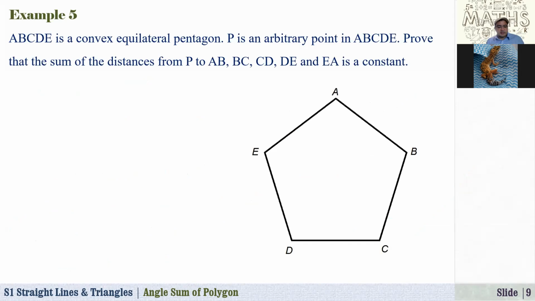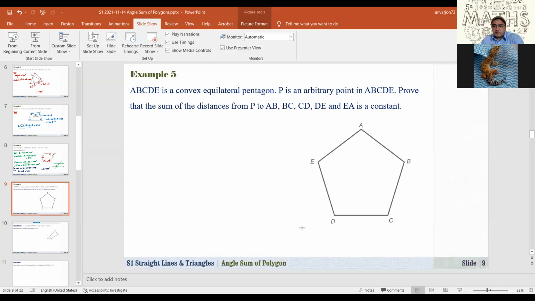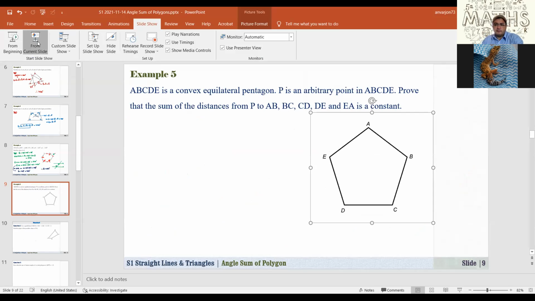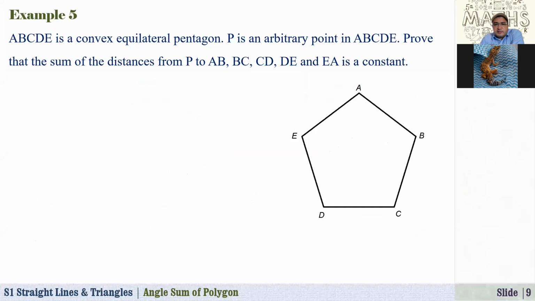Another example. It says that ABCDE is a convex equilateral pentagon. Equilateral pentagon means that all sides are equal, and also all interior angles are equal. P is an arbitrary point inside ABCDE. Prove that the sum of the distances from P to AB, BC, CD, DE, and EA is constant.